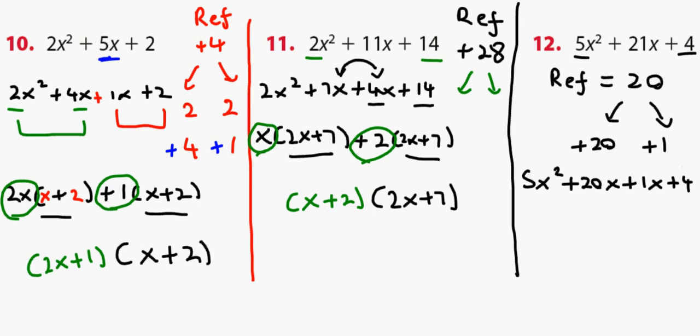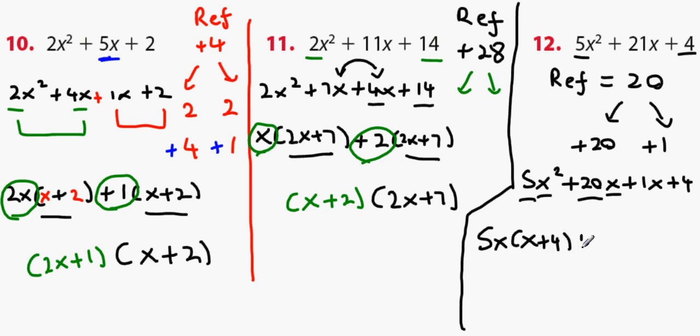And what we can do after this is factorize. We can take out 5, and we can also take out an x because they both have x's in them. So 5x into x plus 4, plus 1 into x plus 4. Now we just circle the ones we're not using, that's the 5x and the 1, which will leave it as 5x plus 1. And then the second part is going to be x plus 4.